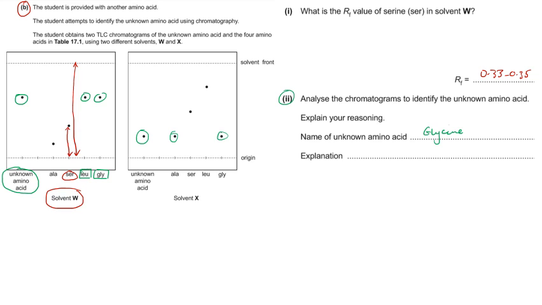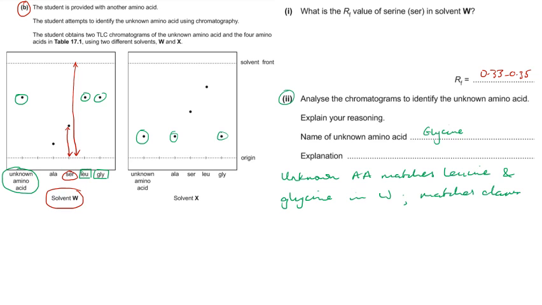And the explanation would be, our unknown amino acid matches leucine and glycine in W, and it matches alanine and glycine in X, and that gets you that second mark.